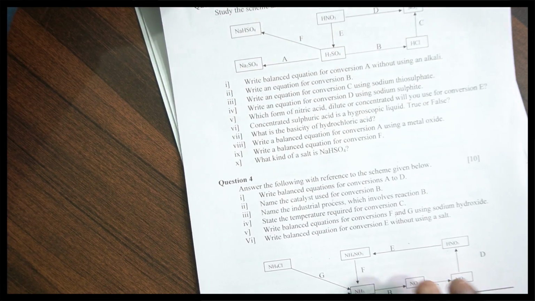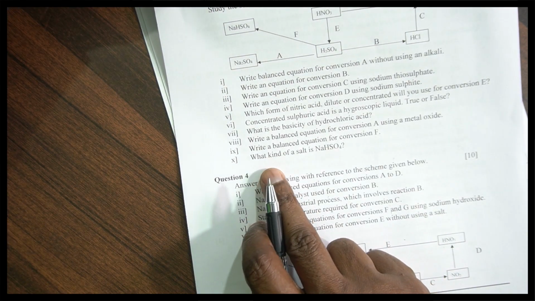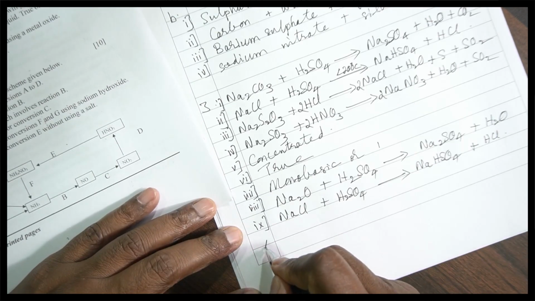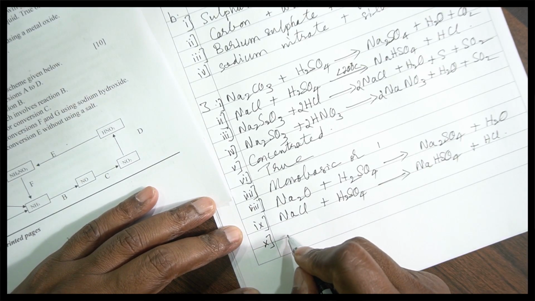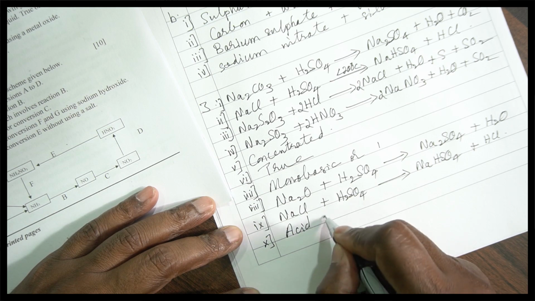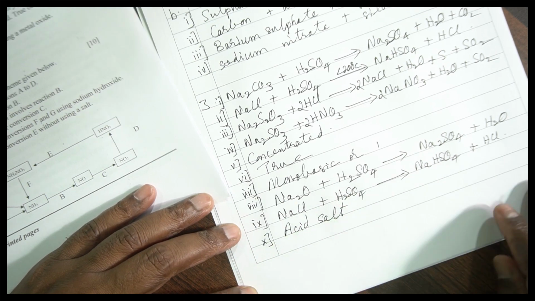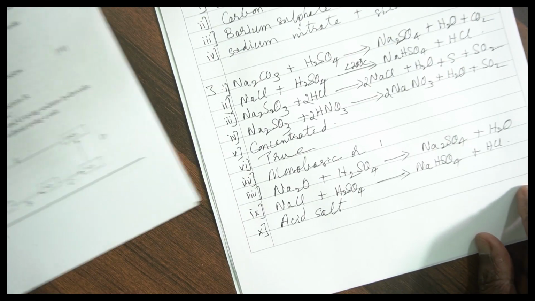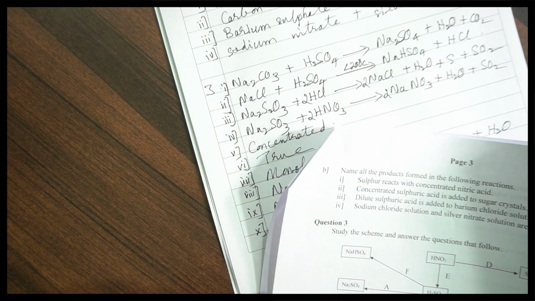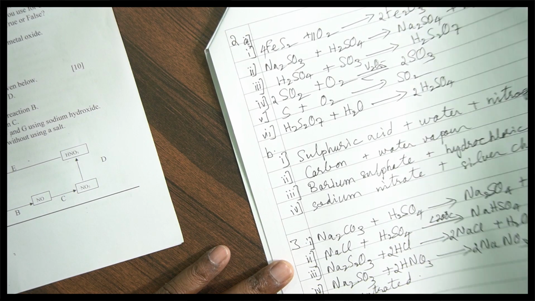Okay, and then we have the last one. What kind of salt is NaHSO4? Number 10. Sodium hydrogen sulfate, NaHSO4, is an acid salt. Or you may write acidic salt, acid salt or acidic salt. So we have solved question number 3. Now we have to go to question number 4.